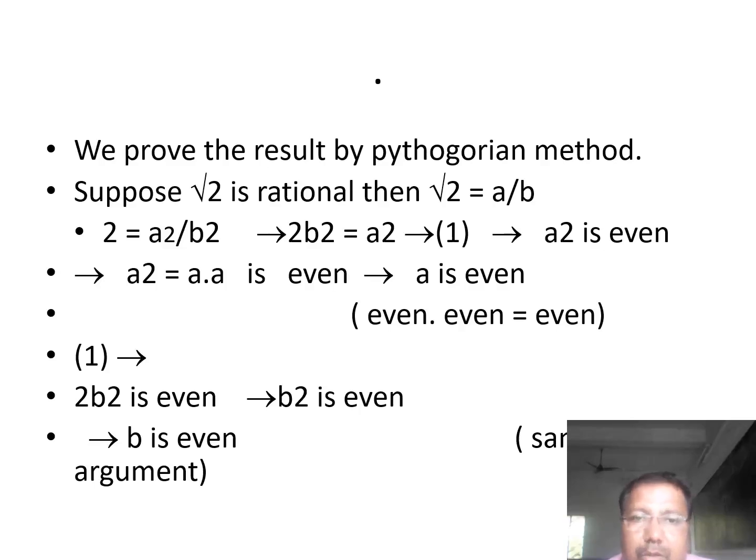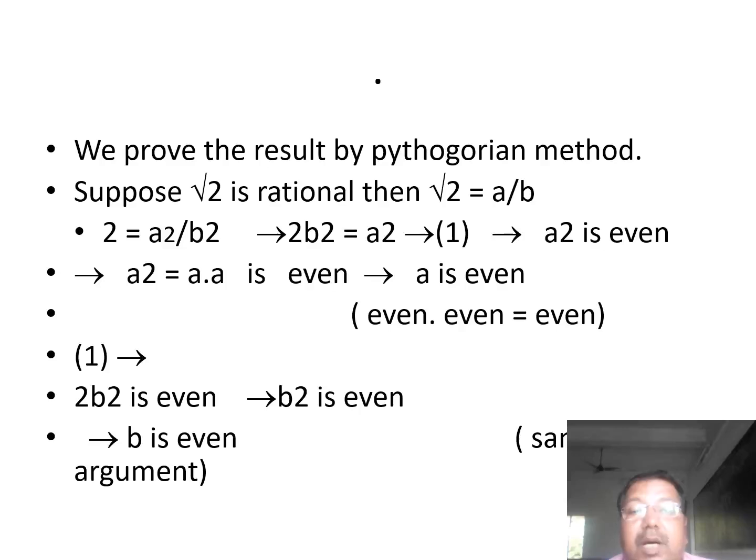Assume that root 2 is rational. We know the definition of a rational number. So root 2 is a by b, where a and b are integers, have no factors in common. That is, they are relatively prime or co-prime. Suppose root 2 equals a by b, then squaring on both sides, you will get 2 equal to a squared by b squared. This implies, by cross multiplication, 2b squared equals a squared. Let it be equation number 1.